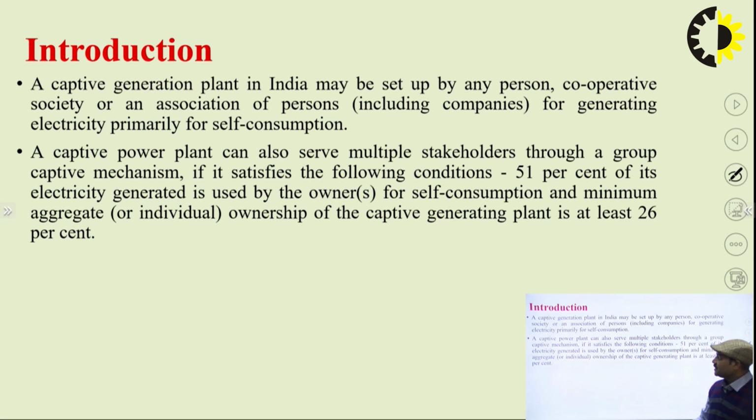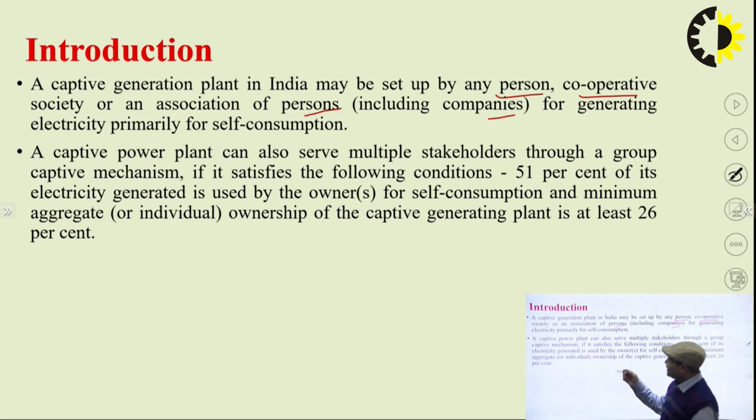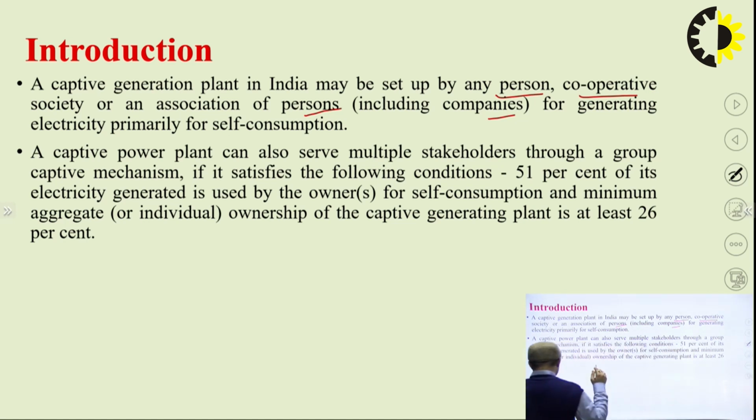It can be set up by any person, any cooperative society or an association of persons, including companies, for generating electricity primarily for self consumption. Normally, captive power plants are set up for self consumption, and we have industries which have captive power plants. So, normally it is used for the industry only.